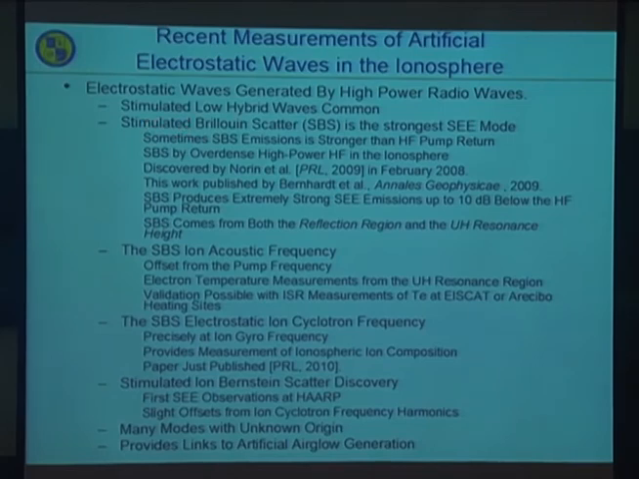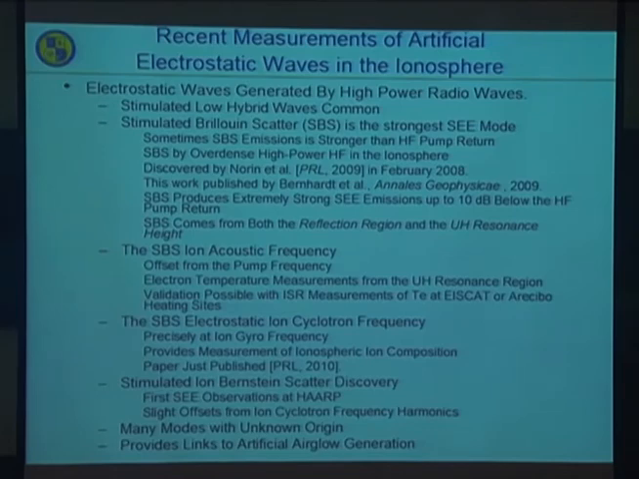Stimulated lower hybrid waves have been seen for years. This stimulated Brillouin scatter was first reported by Noren et al., who were visiting HARP from Sweden. We then published some later works dealing with the SE emissions, looking at the emissions and seeing how it relates to the electron temperature. The electrostatic ion cyclotron wave measurement was recently published, and that actually tells us what the composition of the plasma is. So let's say we have a sporadic E layer over Arecibo.